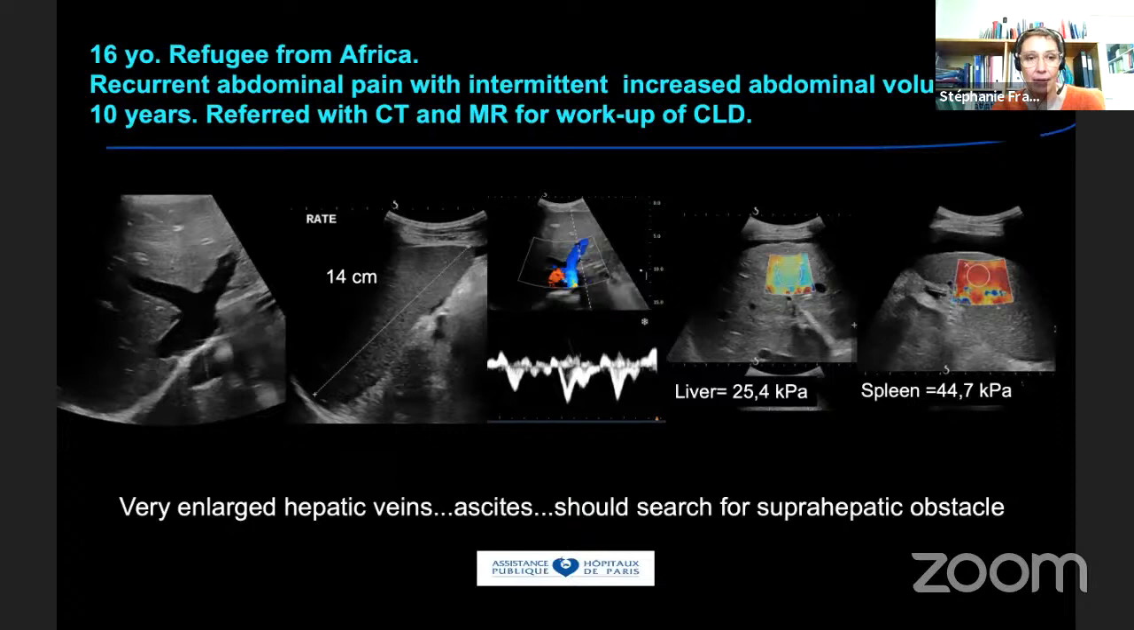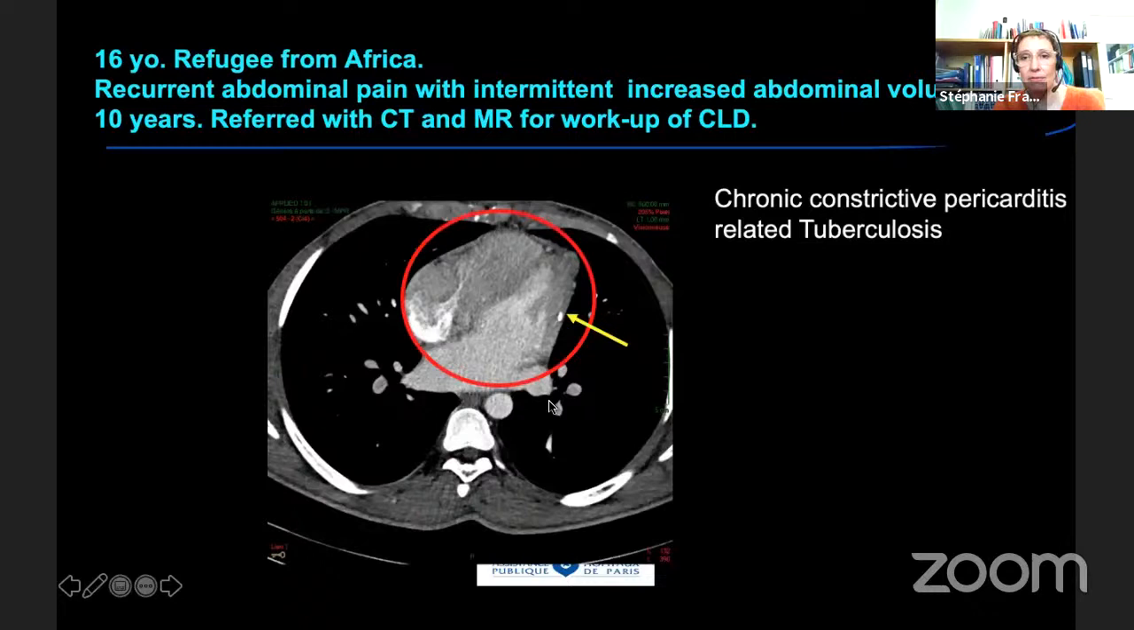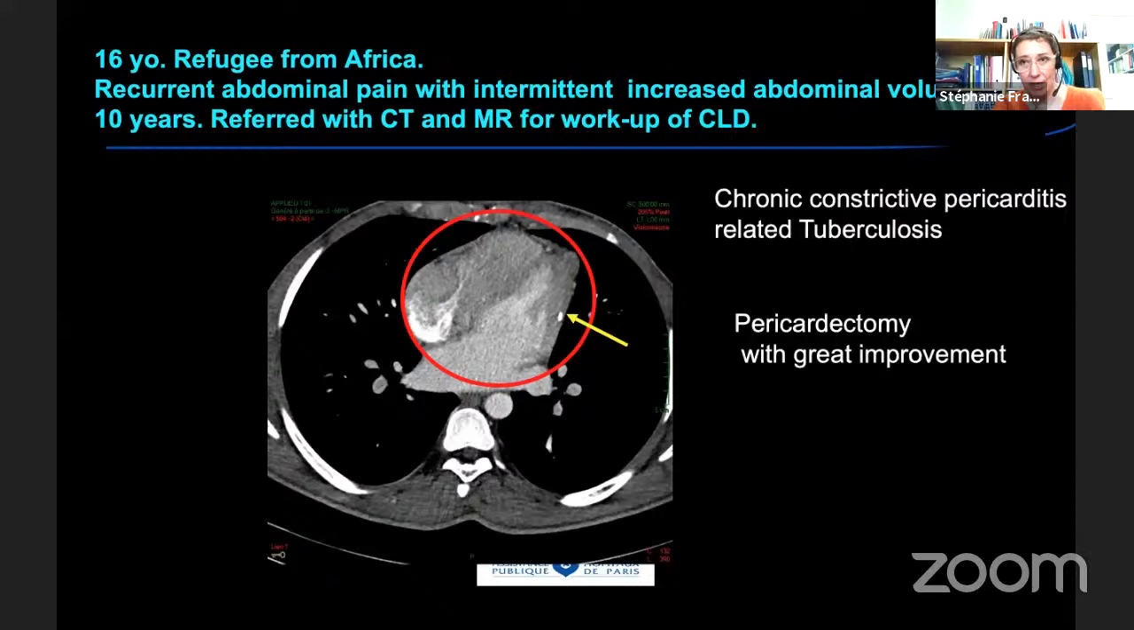But when doing the ultrasound, we could see very clearly that the hepatic veins and the IVC were very, very large, with a mild splenomegaly, normal flow in the hepatic vein, a stiff liver, a stiff spleen, and ascites. It was so large that we thought strongly that it was a suprahepatic obstacle. And going back to the CT scan, we could see that it was a case of chronic constrictive pericarditis, and it was related to tuberculosis. It was treated with pericardectomy with great improvement of the liver condition.